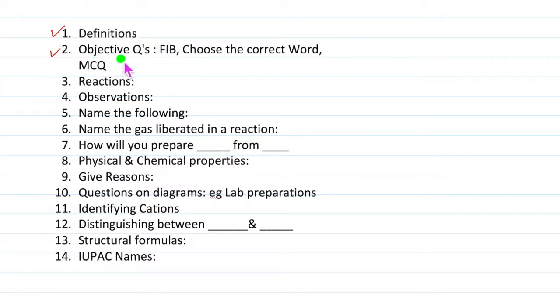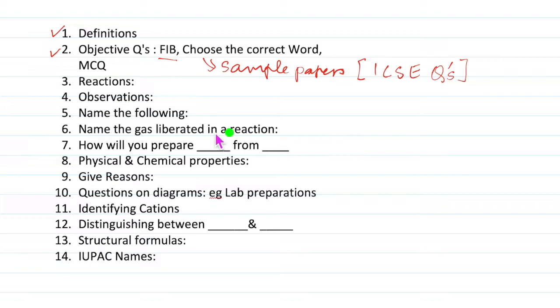Second one is the objective type of questions, which means they will be fill in the blanks, choose the correct word, MCQs. Now for this, you will go through the sample papers and also look at the ICSE questions from the back of the chapter.